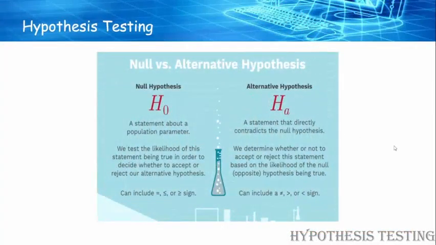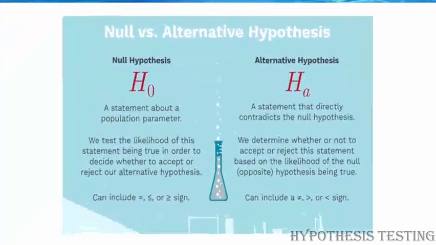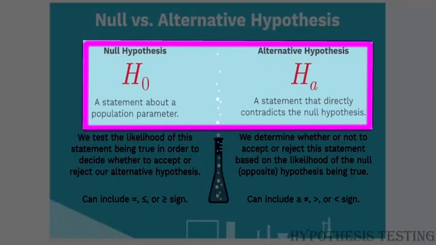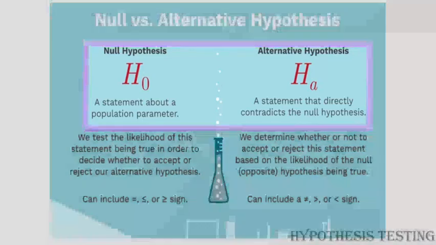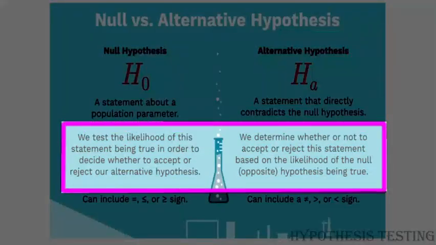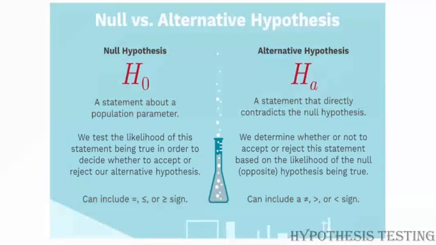If you are comparing the null hypothesis and the alternative hypothesis, here we can check. The alternative hypothesis is a statement about a population parameter that directly contradicts the null hypothesis. Here we test the likelihood of statements being true in order to decide whether to accept or reject our alternative hypothesis. We can use mathematical science for this. We determine whether or not to accept or reject this statement based on the likelihood of the null, or opposite, hypothesis being true.